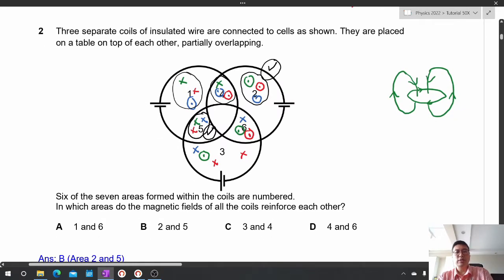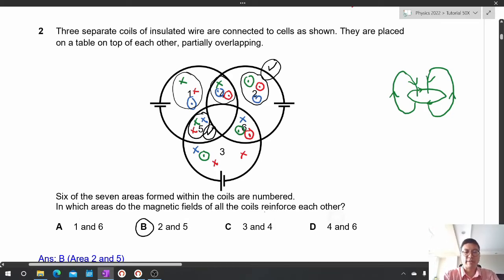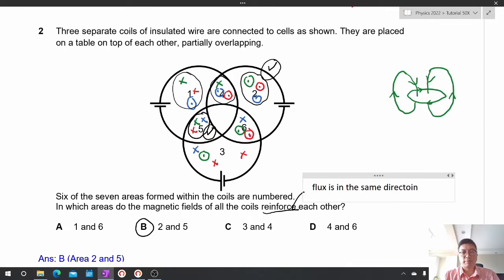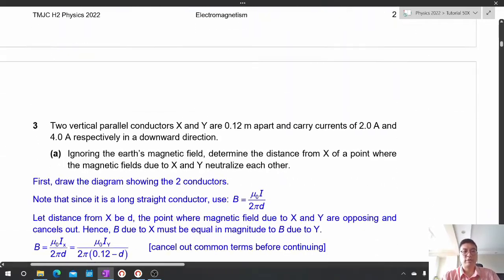So the only regions listed in which the magnetic flux is acting in the same direction are 2 and 5, and that's what's meant by reinforce each other, it means that the flux is in the same direction. Okay, so that is question 2. Now let's take a look at question 3.